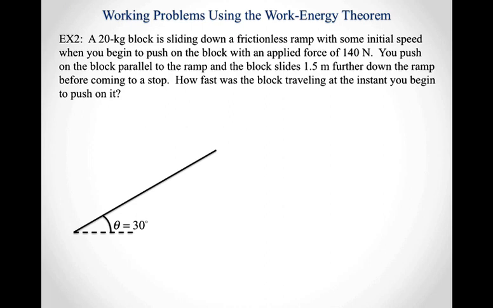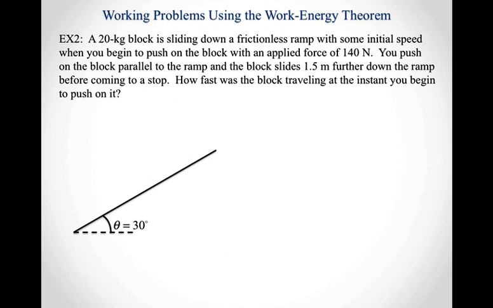So as an example, let's look at the second one we were speaking of a minute ago. So again, I've got a 20 kilogram block sliding down a frictionless ramp. There's some initial speed, and I begin to push on the block with an applied force of 140 newtons. I'm going to push parallel to the ramp, and the block slides 1.5 meters further down the ramp before coming to a stop. How fast was the block traveling at the instant you began to push on it? So again, what was that initial speed the block had when it came into contact?